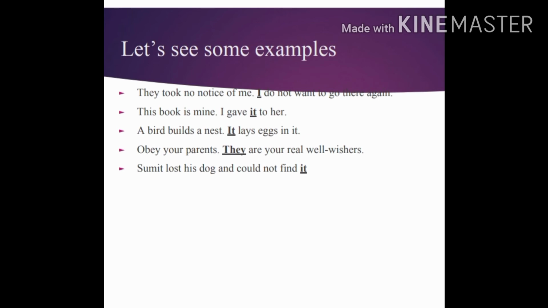Next, a bird builds a nest. It lays eggs in it. It lays. I am talking about the bird, which I already used in my first sentence. I use this noun, and in place of the noun, the word which we are using is called a pronoun. So it is a personal pronoun.